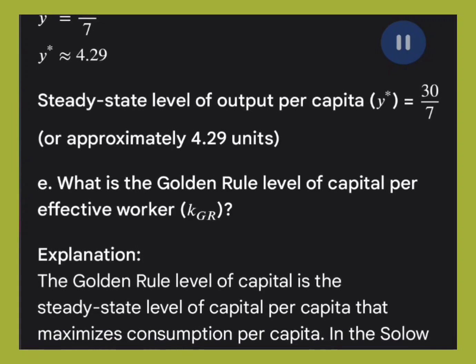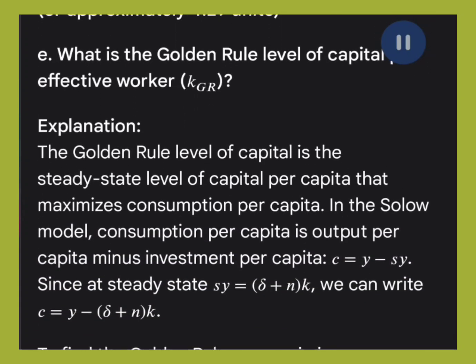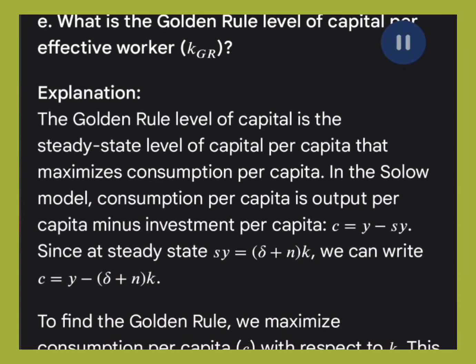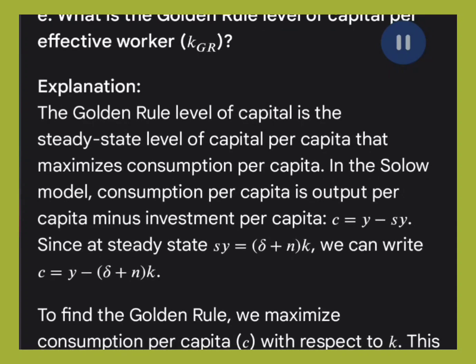E. What is the golden rule level of capital per effective worker, k_GR? Explanation: the golden rule level of capital is the steady state level of capital per capita that maximizes consumption per capita. In the Solow model, consumption per capita is output per capita minus investment per capita, so c equals y minus s y. Since at steady state s y equals delta plus n times k, we can write c equals y minus delta plus n times k.